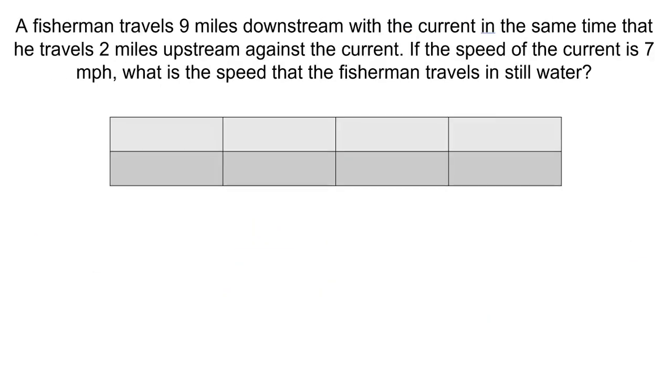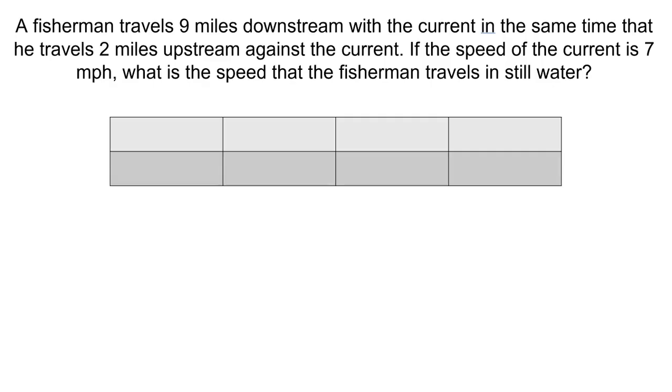Let's do one more example that's very similar to the one that we just did. Here we're told a fisherman travels 9 miles downstream with the current in the same time that he travels 2 miles upstream against the current. If the speed of the current is 7 miles per hour, what is the speed that the fisherman travels in still water? Notice in this example that we're given distances, rates, and times.